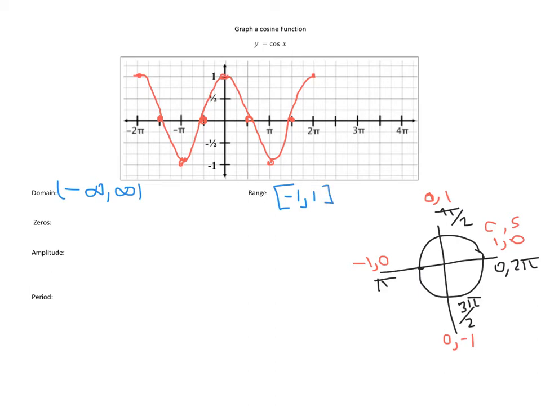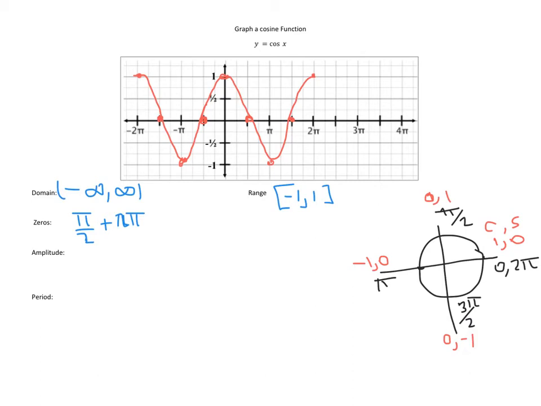I can see the zeros are at pi over 2. So the first zero is at pi over 2 plus every 1 pi, plus n pi. So plus 1 pi, like 1.5 pi. So see, this is 1.5 pi. So every pi over 2 plus n pi.